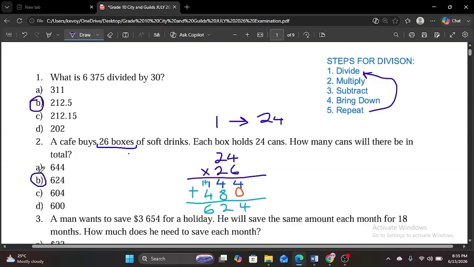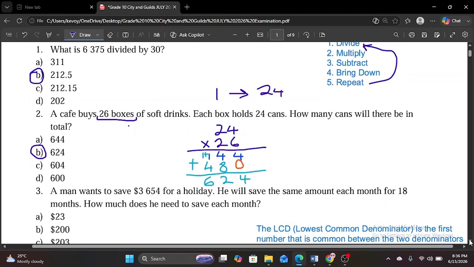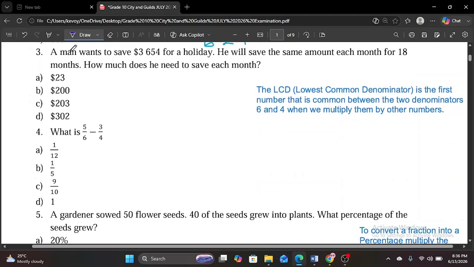All right, so now we're gonna move on to question 3. A man who wants to save $3,654 for a holiday. He will save the same amount each month for 18 months. How much does he need to save each month?